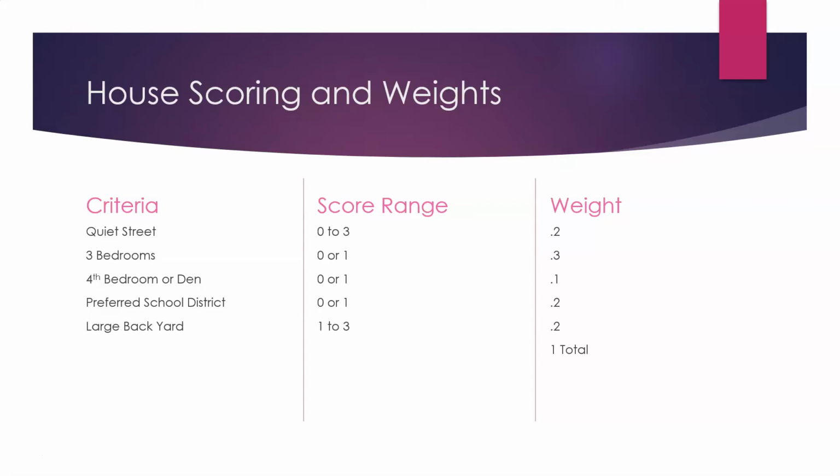The 4th bedroom or den, again, it's either a does it have it or does it not, so it's yes or no, 0 or 1. It wasn't super important, so we attached a 0.1 to that. The preferred school district, again, it's either yes or no, a 0 or a 1, and it's pretty important, so it got a 0.2. And the large backyard, there's differences, it can be a monster big backyard, so that gets a 3. If it's just a moderate-sized backyard, then it gets a 1. And the importance of that got a weight of 0.2. If you added up all those weights, you'd have a total of 1.